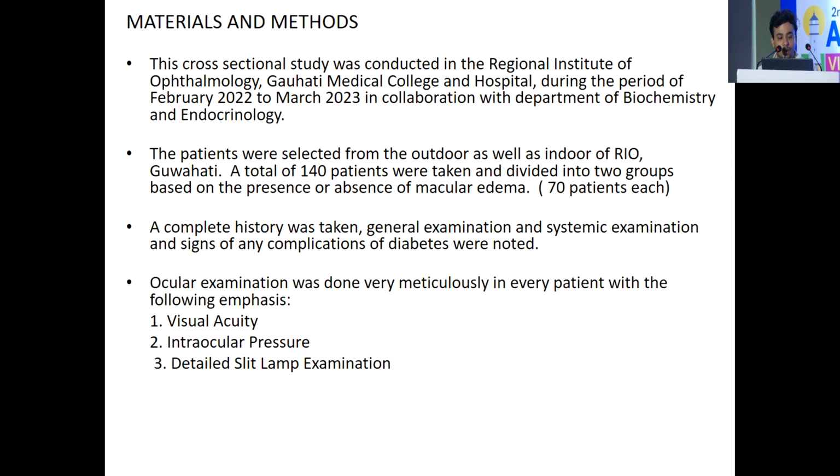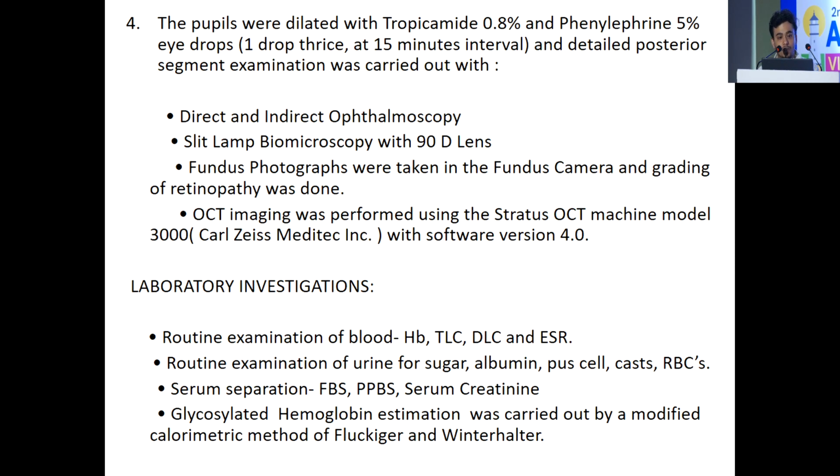A complete history was taken, general examination and systemic examination were done, and signs of any complication of diabetes were noted. Ocular examination was done very meticulously in every patient with the following emphasis: visual acuity, intraocular pressure, detailed ciliary examination. The pupil was dilated with tropicamide 0.8% and phenylephrine 5% eye drops, 1 drop thrice at 15 minutes interval, and detailed posterior segment examination was done with direct and indirect ophthalmoscopy, slit lamp biomicroscopy with 90D lens. Fundus photographs were taken with the fundus camera and grading of retinopathy was done.